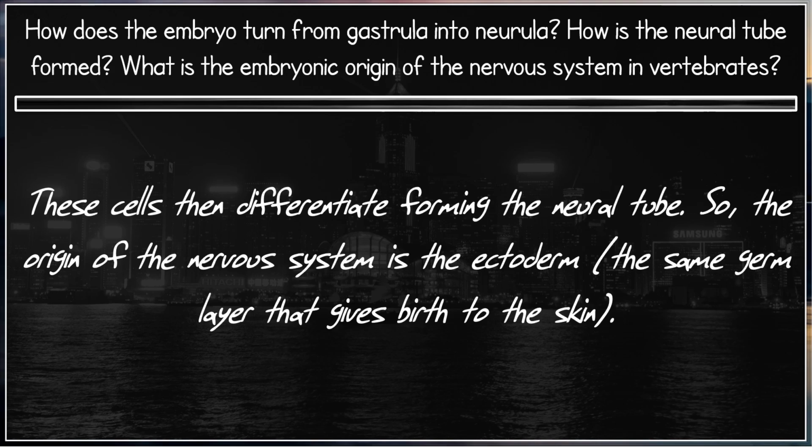These cells then differentiate, forming the neurotube. The origin of the nervous system is the ectoderm, the same germ layer that gives birth to the skin.